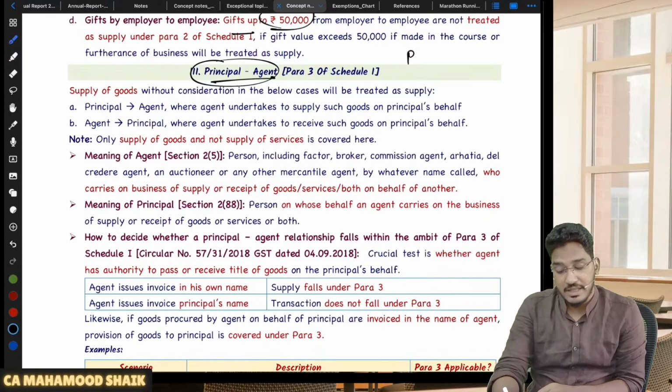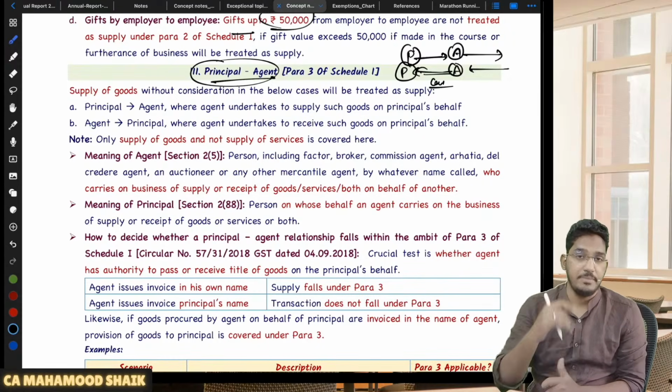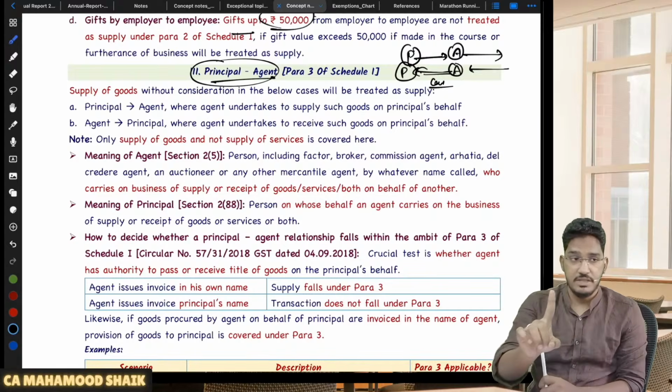But for para number 3, they say that if the principal is supplying the goods to the agent, where the agent will make a further supply, or the agent is receiving the goods and he will make a further supply to the principal, then supply of such goods between principal and agent, either principal to agent or agent to principal, even if done without consideration, it will qualify as supply. Supply of goods only, not services, my dear students.